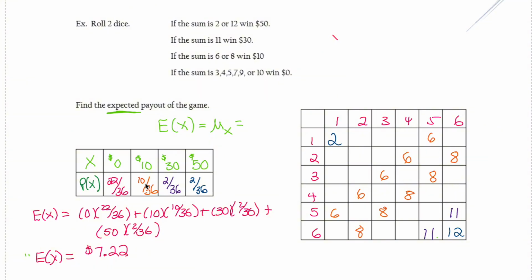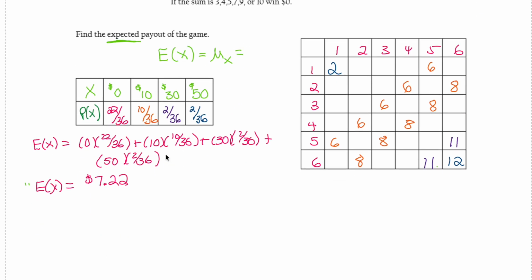To get $10, there's 10 out of 36. To get $30, there is 2 out of 36. For $50, there's 2 out of 36. If you want to check my work, feel free to do it, or you can just draw a table by yourself and see how your outcome goes. Anyway, we get each relative frequency here, and we use the expected value formula for x to find the expected value for x, which is $7.22. So this is the expected payout.